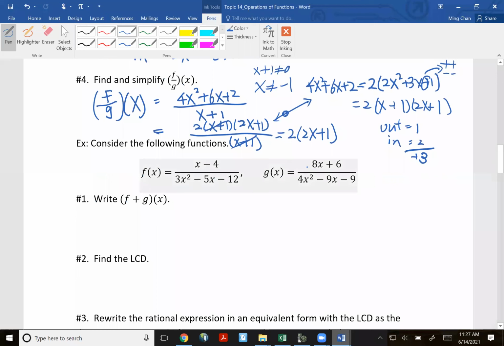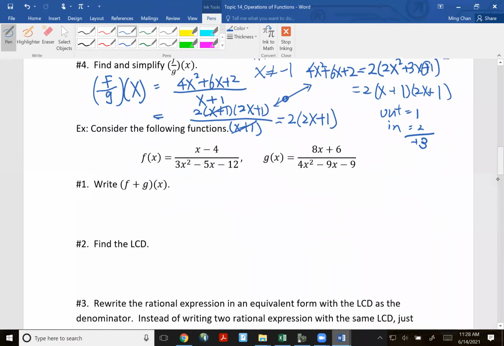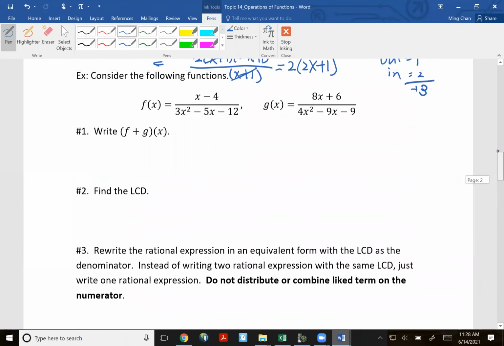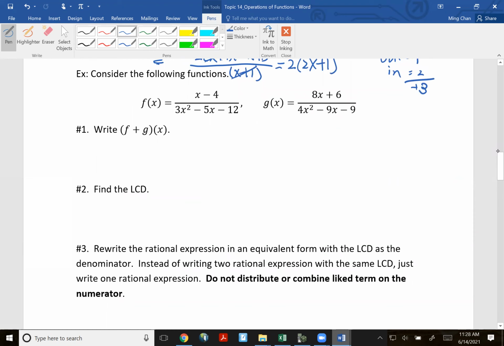All right, so here I've got two rational functions. I'm actually going to add them. I divide this into multiple steps to show you how to do it. This is very similar to when we reviewed how to add two rational expressions. The first thing we do is write them out. I'm going to write f plus g of x. So that will be x minus 4 function f plus function g.